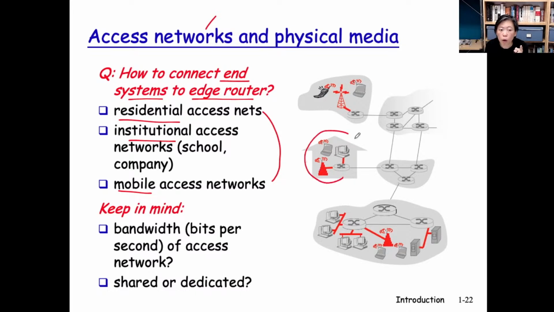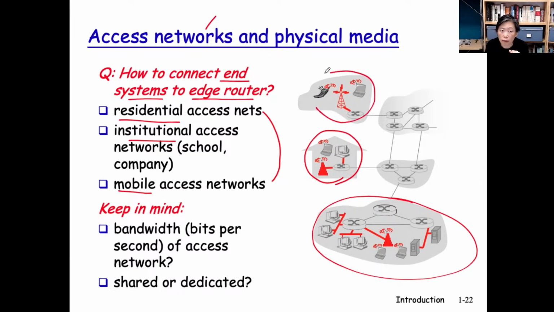Residential meant home access. So some of these access net technologies are used more at home, deployed more for the home environment. Some of these are used more for institutions such as NTU. And some are wireless, so people can still access the internet as they're on the run. For example, 4G is a mobile access network.